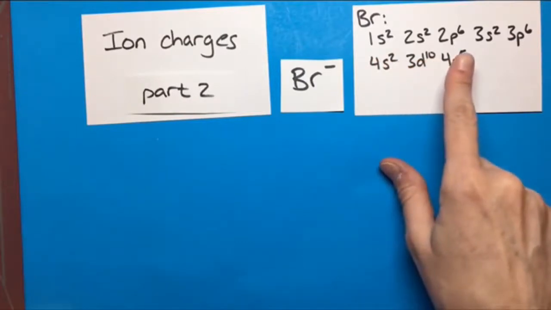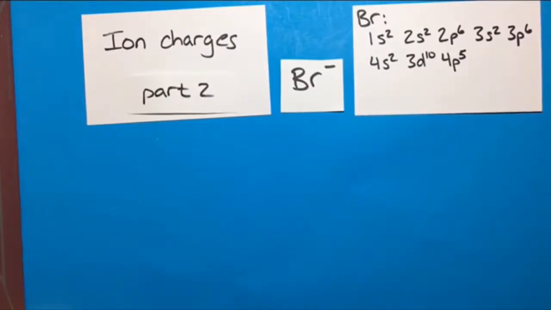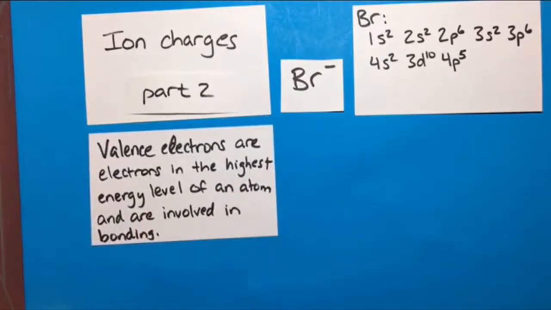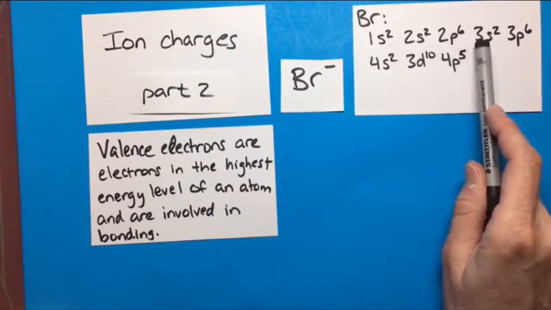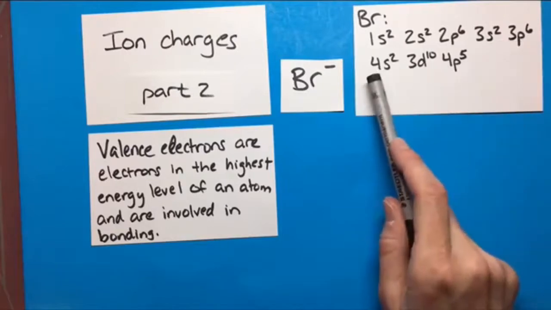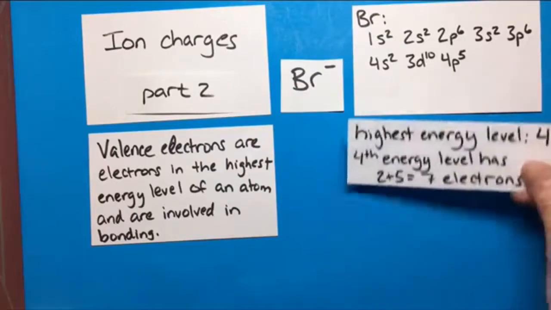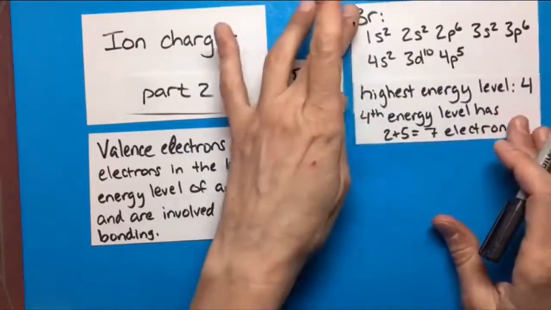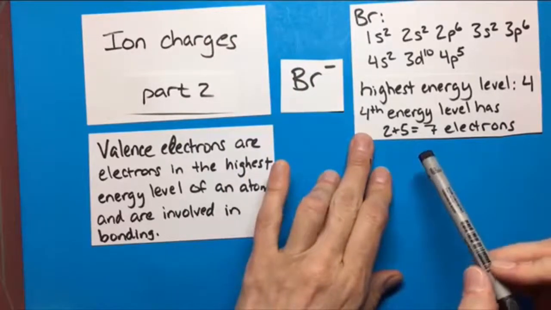1s2, 2s2, 2p6, 3s2, 3p6, 4s2, 3d10, 4p5. Remember that valence electrons are the electrons in the highest energy level of an atom. They are the electrons that are involved in bonding. And here, looking at the numbers at the start of the terms in the electron configuration, we go up to 3, 4, back down to 3, and back up to 4. 4 seems to be the highest energy level in this electron configuration. So when I count valence electrons, I only count the electrons that are in energy level 4.